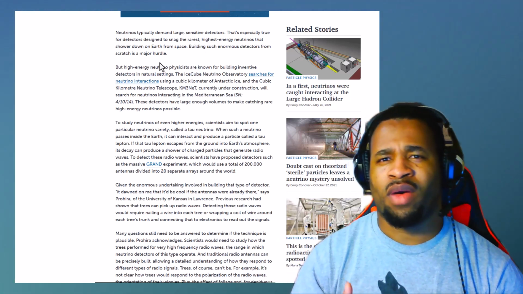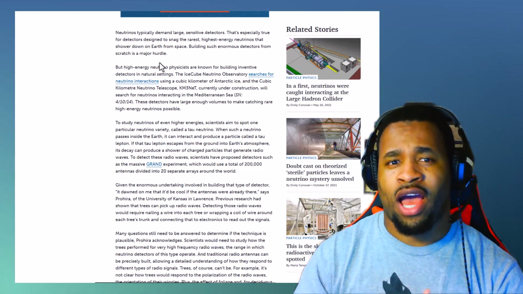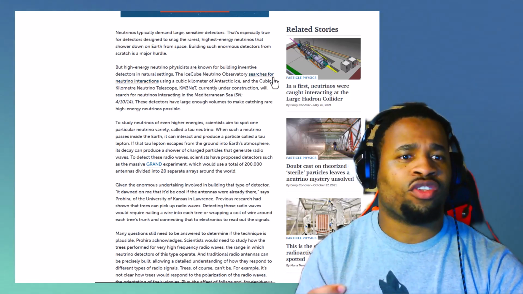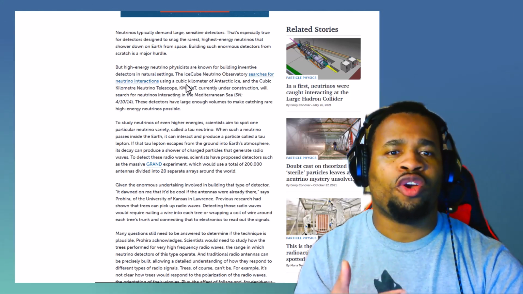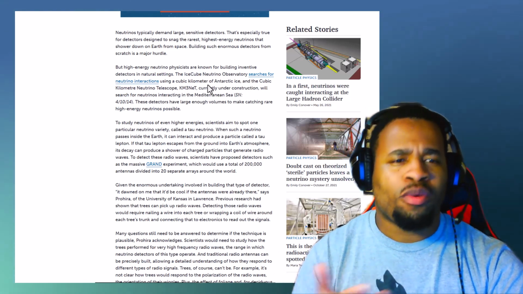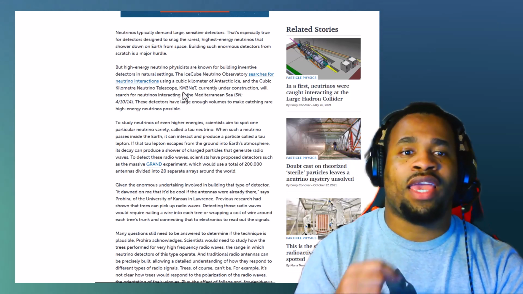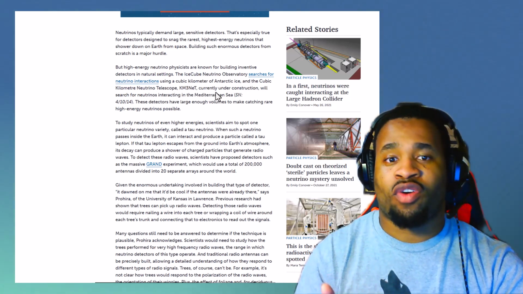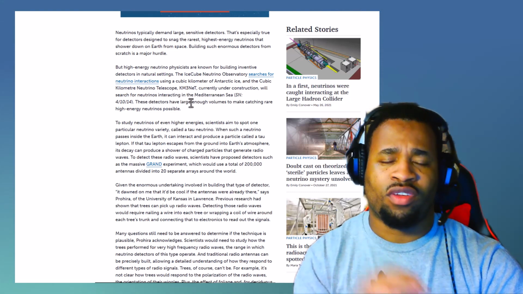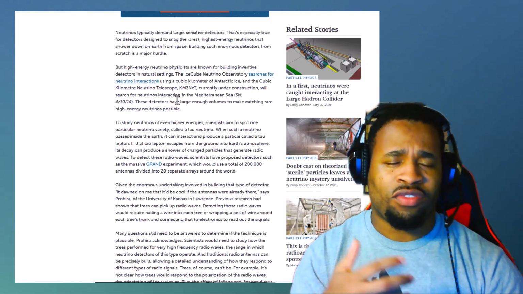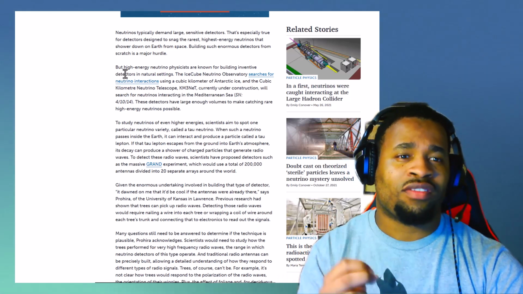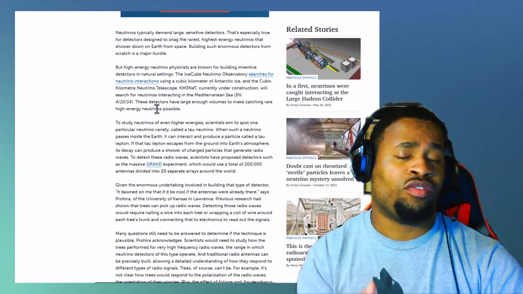And this article talks about different types of neutrino detectors that are out there. For example, it says the IceCube Neutrino Observatory searches for neutrino interactions using a cubic kilometer of Antarctic ice, and the Cubic Kilometre Neutrino Telescope, that is the KM3NeT, which is currently under construction, will search for neutrinos interacting in the Mediterranean Sea. So these are a couple of applications of these neutrino detectors, and they need to be designed to detect high energy neutrinos, which is difficult to accomplish.